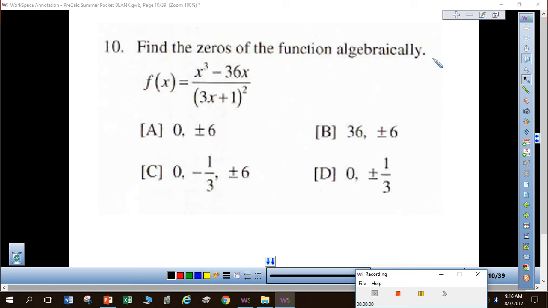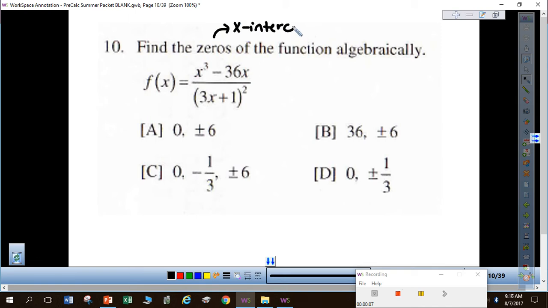Find the zeros of the function algebraically. One thing we need to know about the term zeros is that these show up as x-intercepts on the graph. And if you think about what an x-intercept is, if you look back to problem number 1 of this summer packet, x-intercepts happen when y is equal to 0.